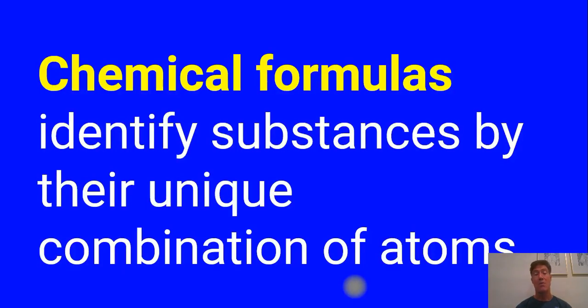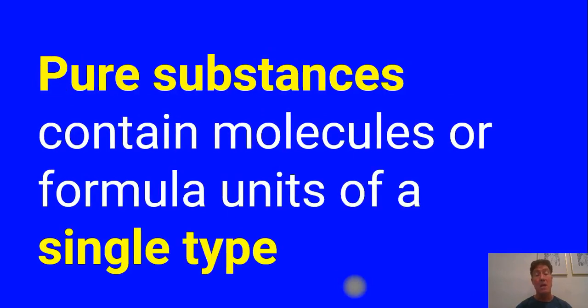And remember, we already said chemical formulas identify substances by their unique combination of atoms. Pure substances, by definition, contain molecules or formula units of a single type. They're not adulterated or diluted or contaminated with anything else. So here, if we're dealing with, say, sodium chloride, NaCl, if it's a pure substance, then the only thing in that sample will be sodium chloride. If we have sand in there, if we have sugar in there, if we have some other compound in there, then it is no longer a pure substance, it becomes a mixture.